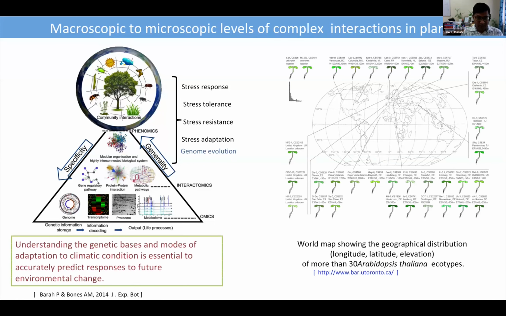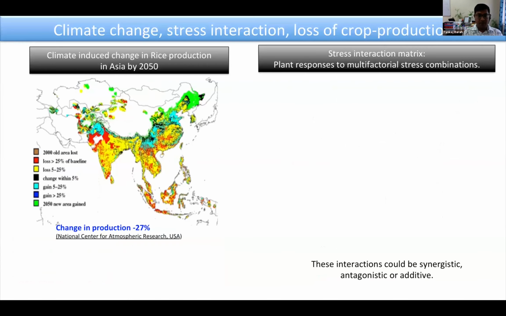And you know that this is a model organism, and understanding the genetic or molecular basis of how a plant adapts to different climatic conditions is very essential today to accurately predict what is going to happen in the future during the course of climate change. So this is one example of how climate change is going to affect agriculture.